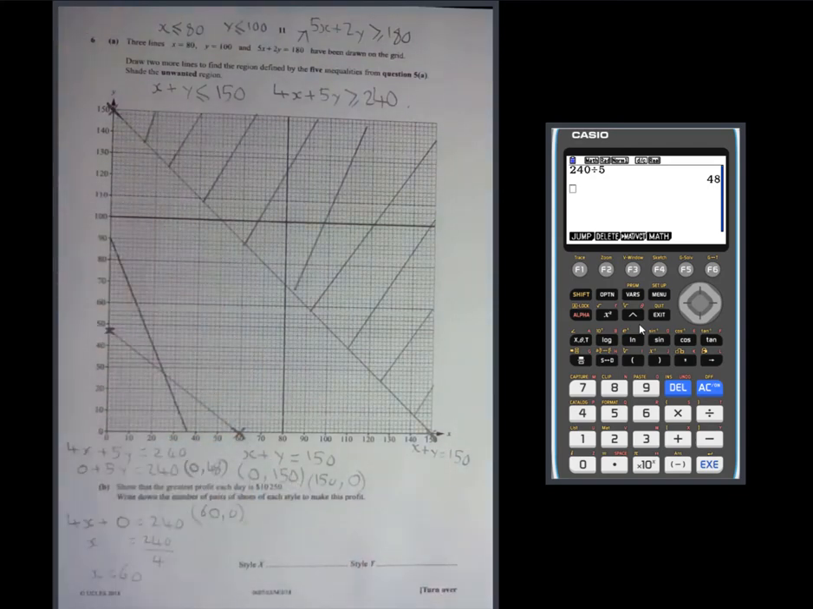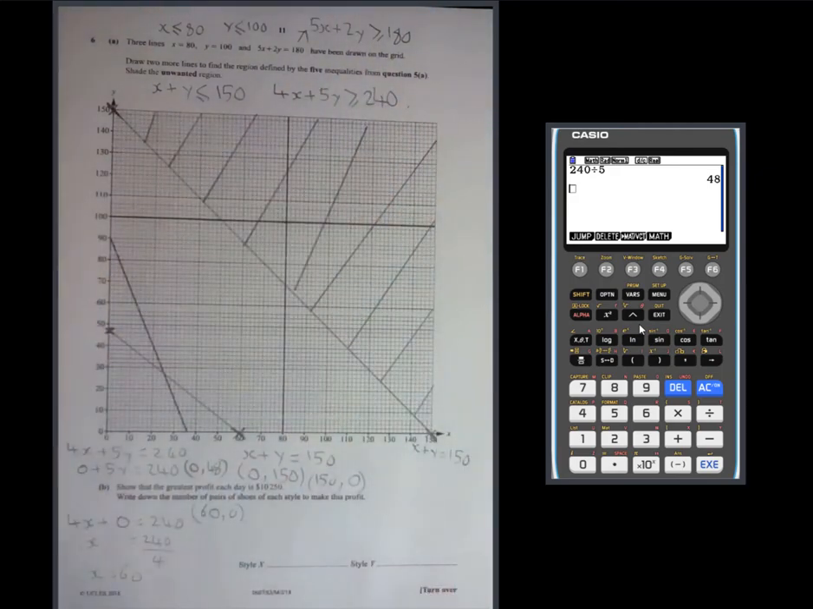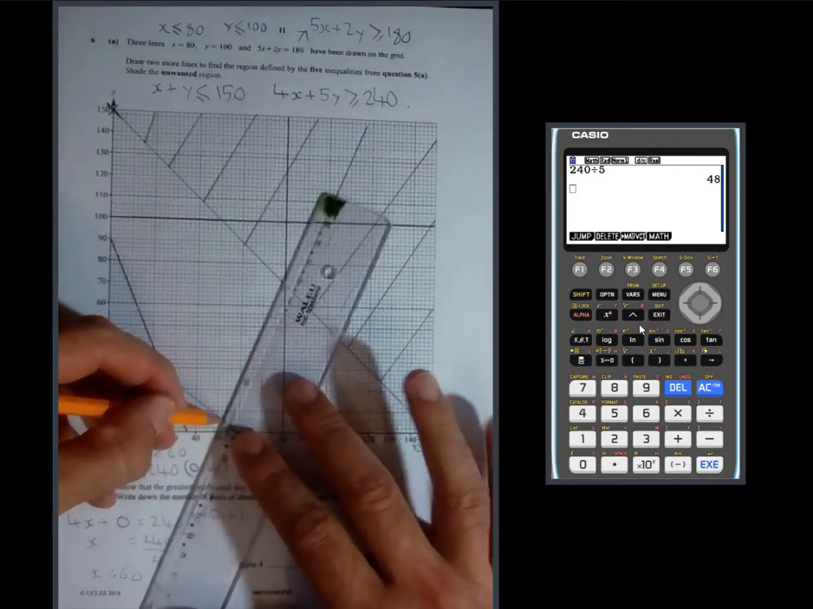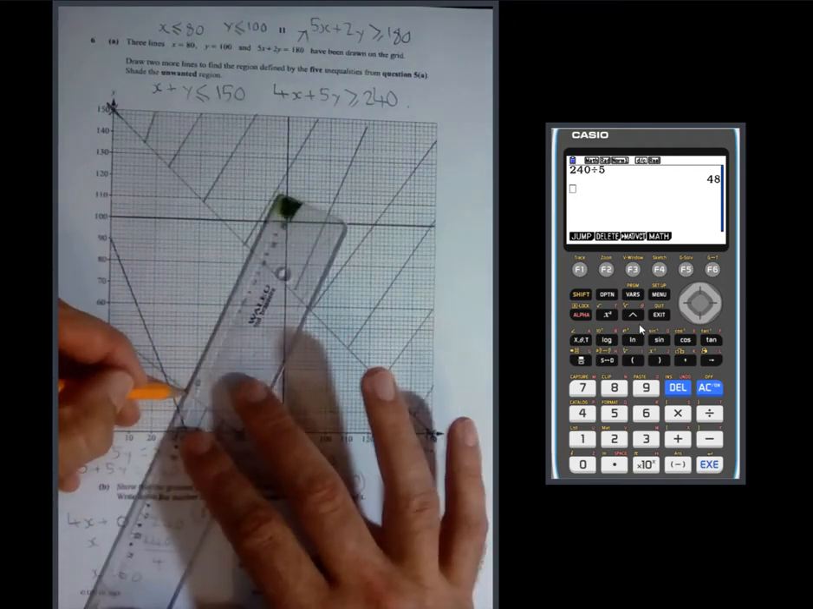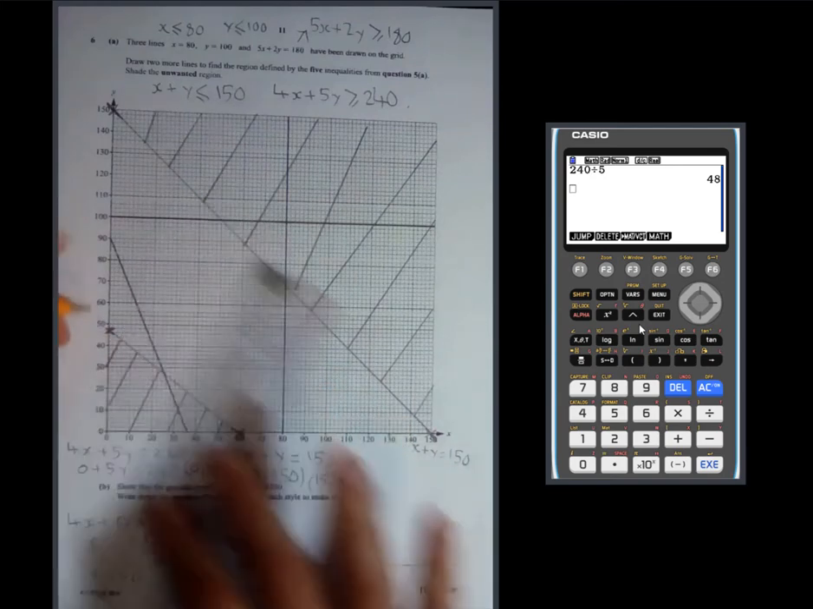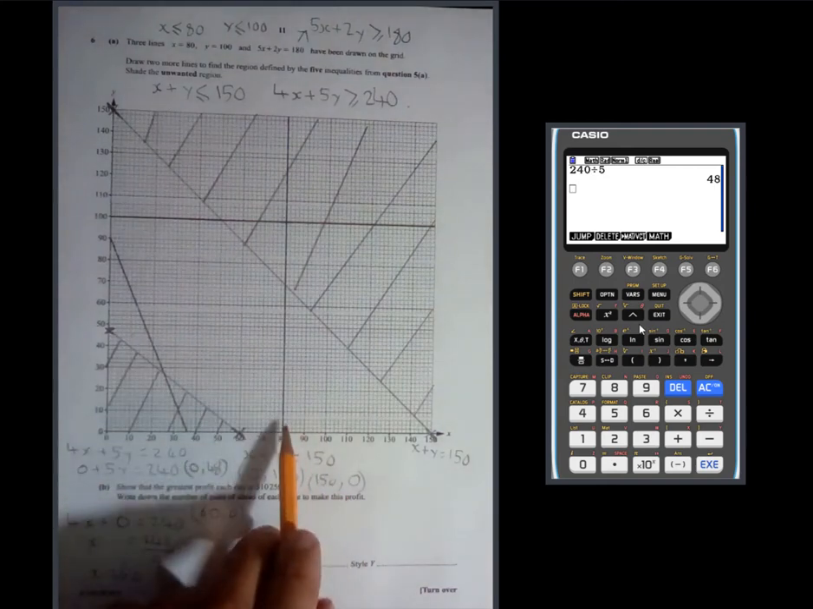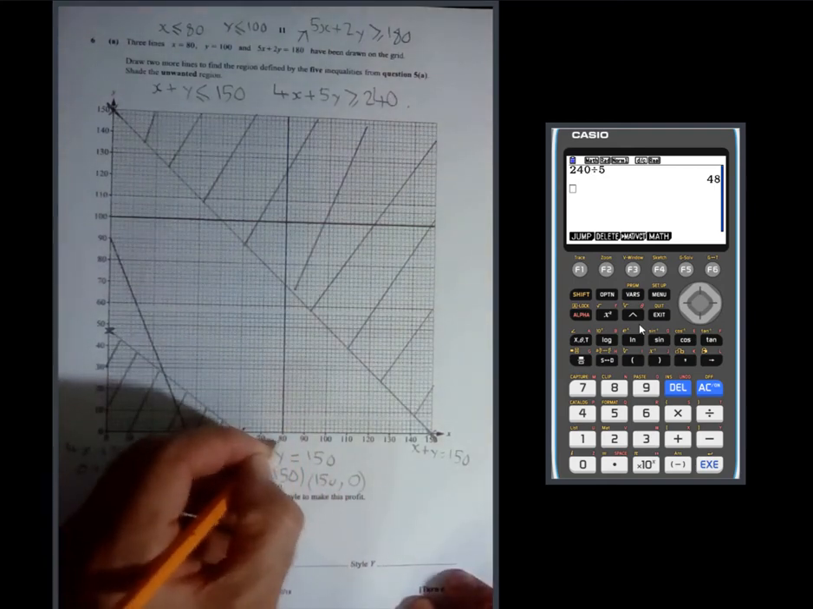Get it drawn, and then we want to shade the unwanted region. So the wanted bit is above, so we're going to shade below, just like that. And then as soon as I've done this, we will shade out the unwanted regions for the rest. So this line here, x equals 80, is that line there.